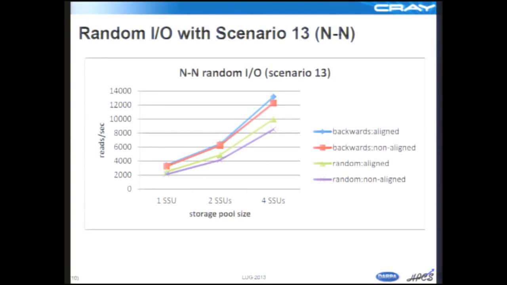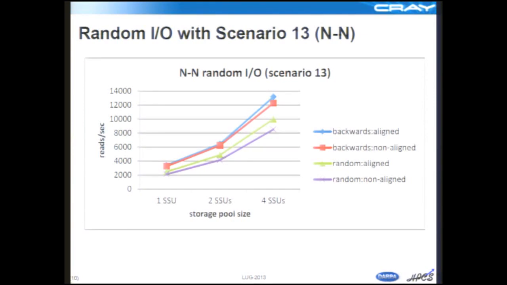The performance on this, we reported last year, we showed the actual bandwidth is in the hundreds of megabytes per second. It's very, very slow. It scales, but it's very slow. What's impressive, though, is when you start looking at the number of IOPS. When you look at the reads per second that we're generating, we see a nice scaling from 1 to 2 to 4 SSUs.